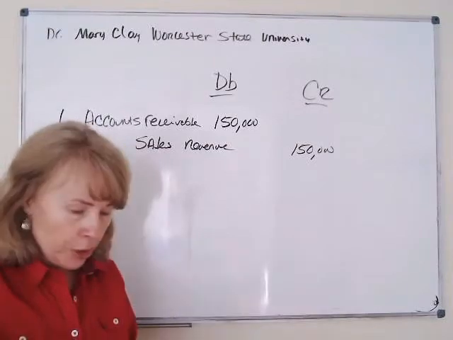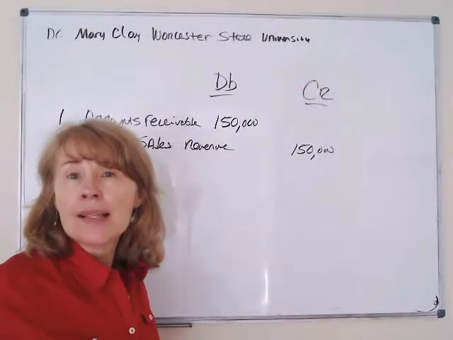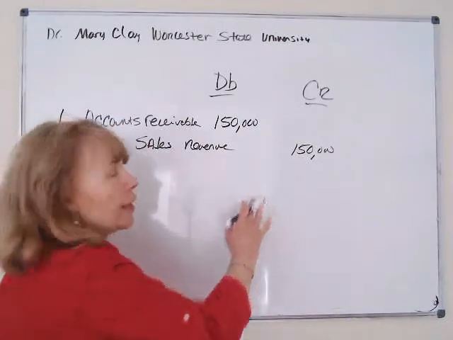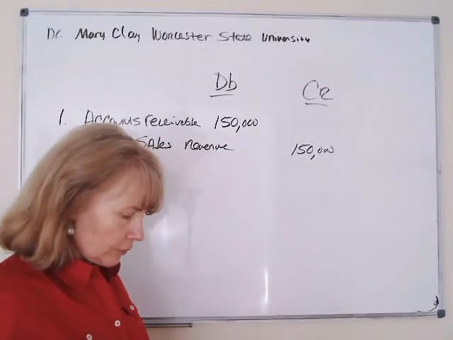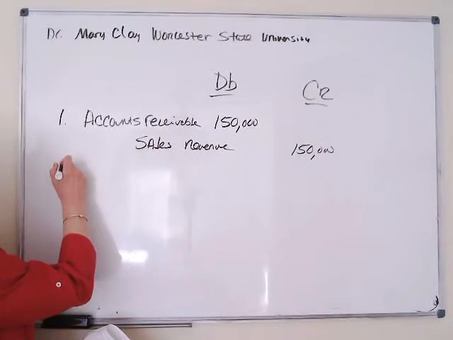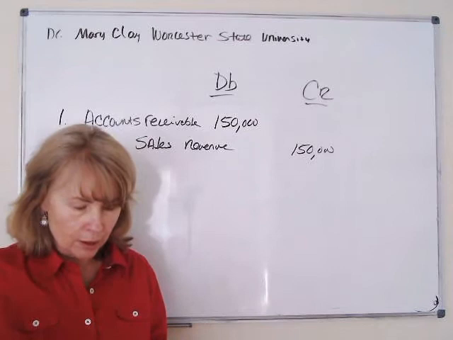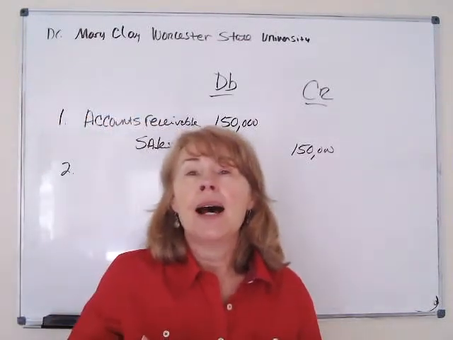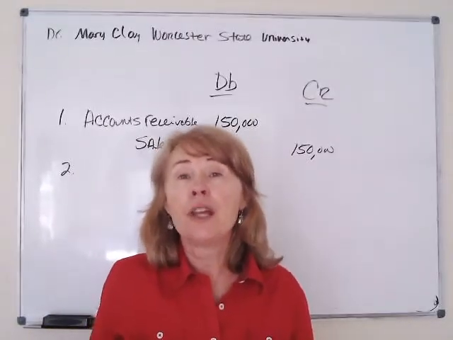Number 2, and we want to make sure we understand. Accounts receivable is an asset. I'm increasing accounts receivable. Sales revenue is a revenue account. I'm increasing sales revenue. Go to number 2. Number 2 is the credit card sales. So it says credit card sales have a 3% credit card fee.